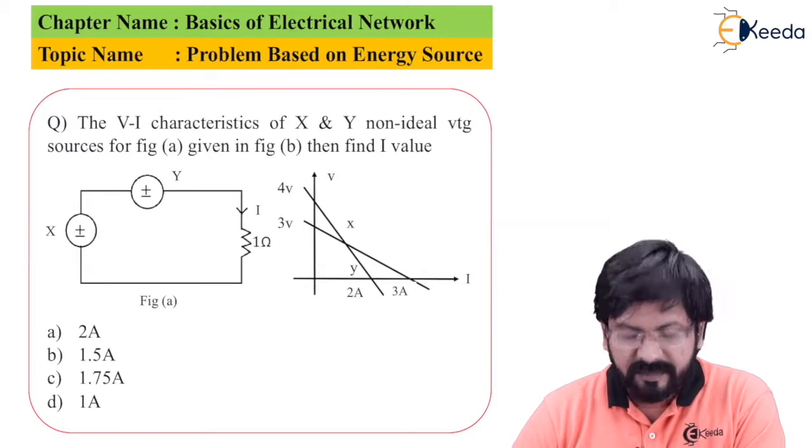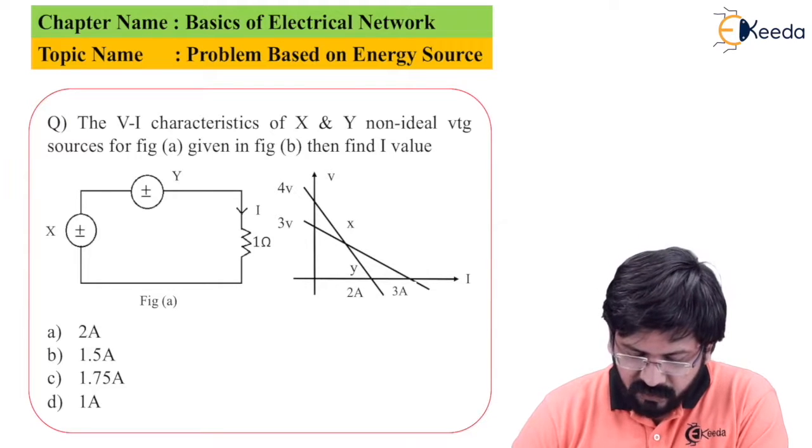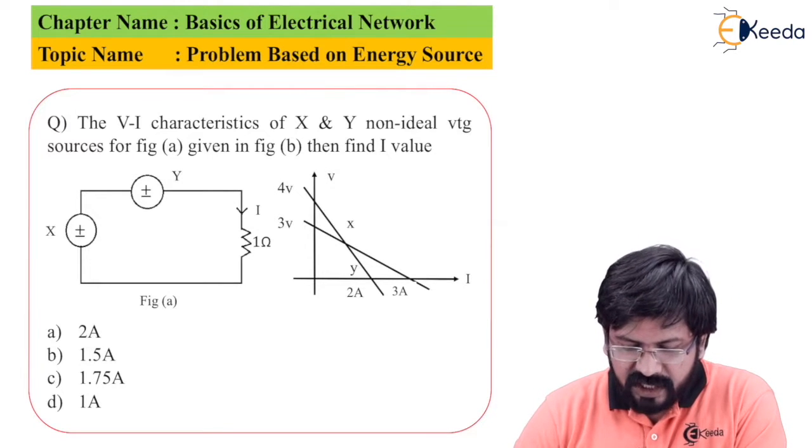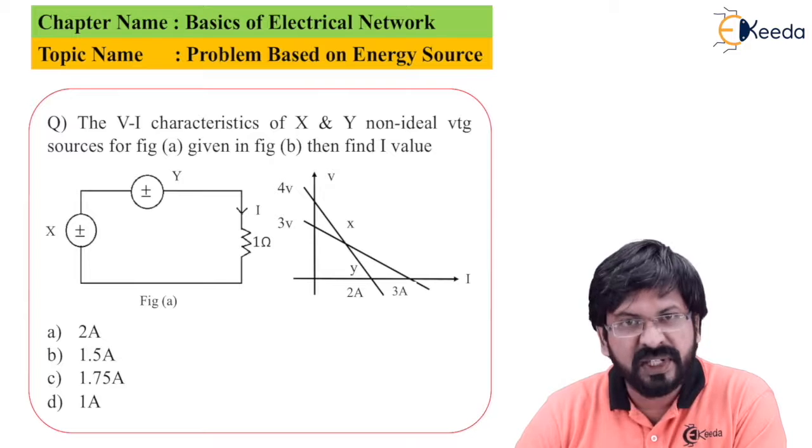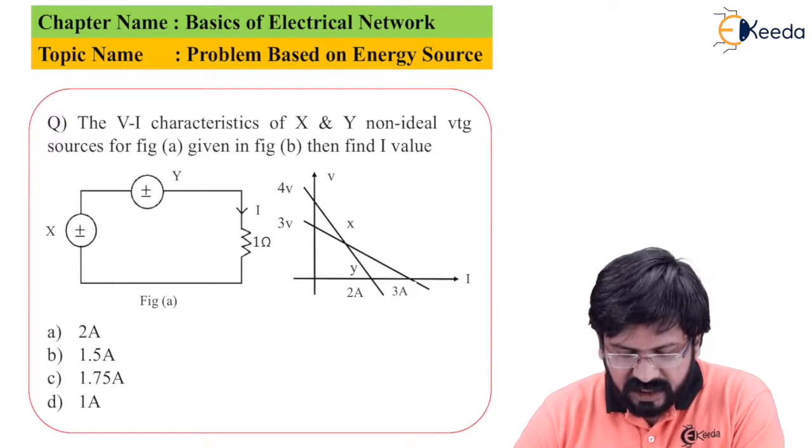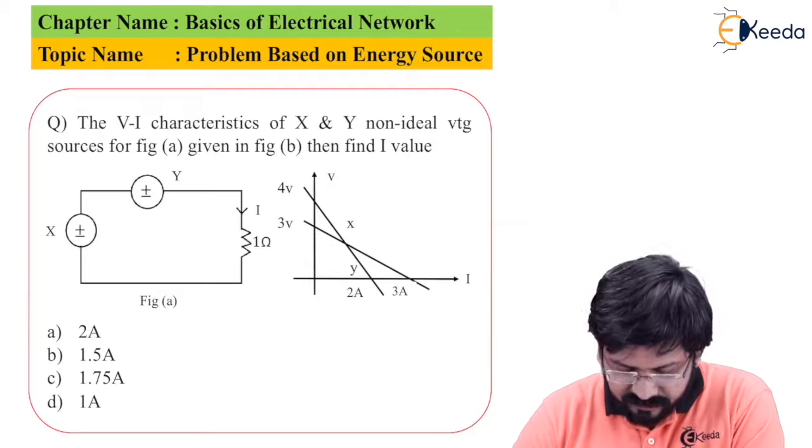You can see a problem on your screen. The VI characteristic of X and Y non-ideal voltage sources for figure A is given in figure B. You have to find the value of I.